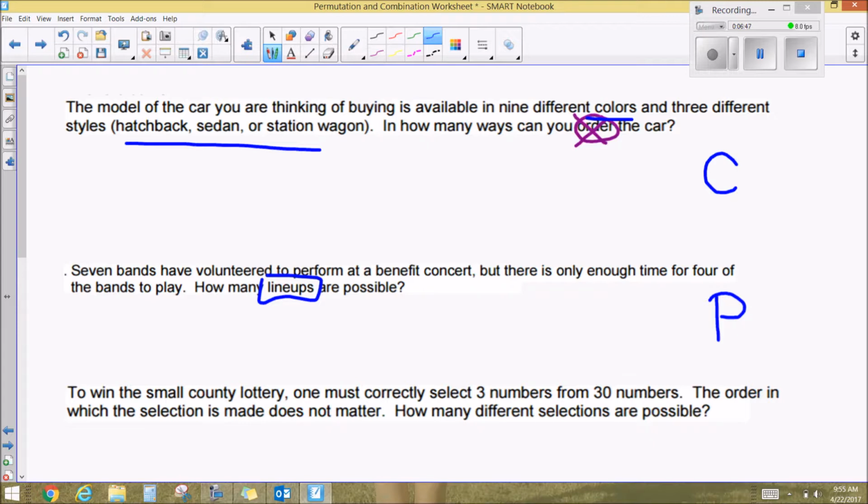And then the bottom one, to win a small county lottery, we have to select 3 numbers from 30. Now the nice thing here is it tells us the order in which the selection is made does not matter. So if they tell us specifically, and very literally this time, that order doesn't matter, then we know that one by default has to be combination.